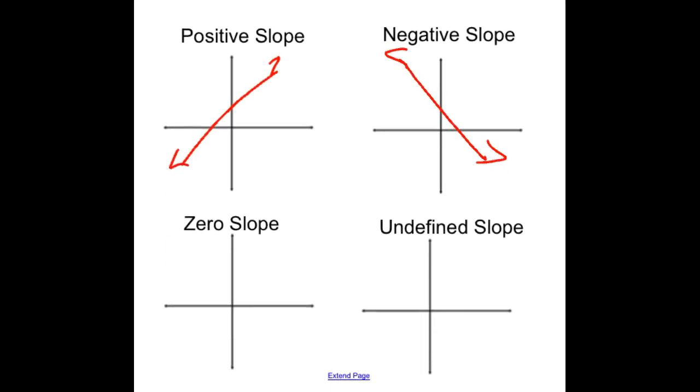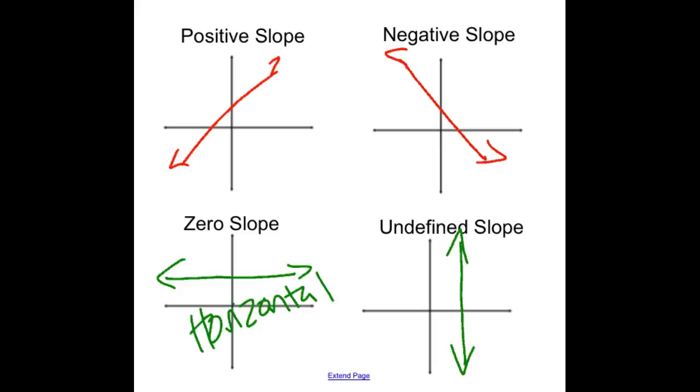Now, kids get these two mixed up all the time. Zero slope. When I am driving across Nebraska or through parts of North Dakota or South Dakota, I have zero slope. There is no increase or decrease. It is flat, so it is a horizontal line. Please don't mess this one up. Undefined slope is when you're driving and you're not actually driving. You are just falling. A vertical line.